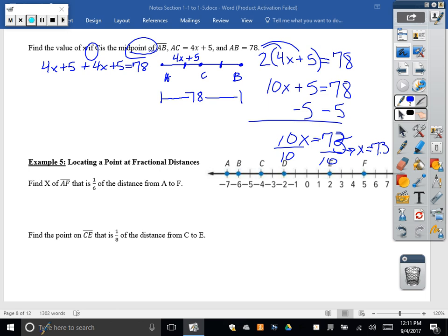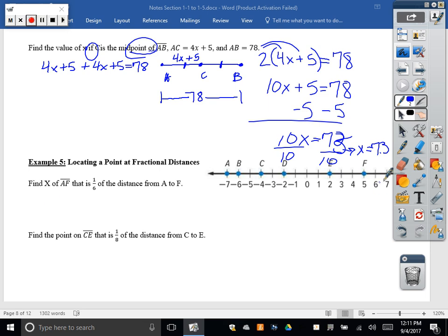We're done. If it did say I want the value of, let's say, CB, the length of CB, you'd plug that 7.3 into 4x plus 5 and simplify that, and then that would give you the length of CB. Okay? Or you could just take, now I think about it, half of 78, and that would be the length of CB. Okay? Now, I do want to give you a couple of hints before you go ahead and do this next problem.